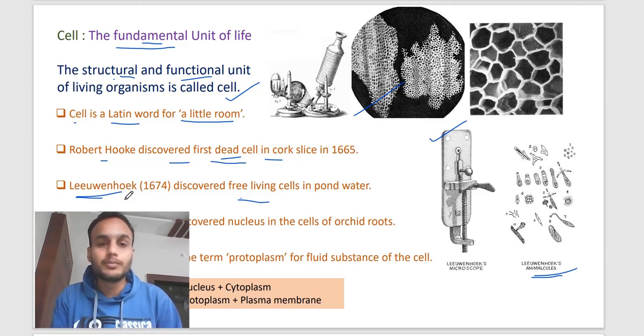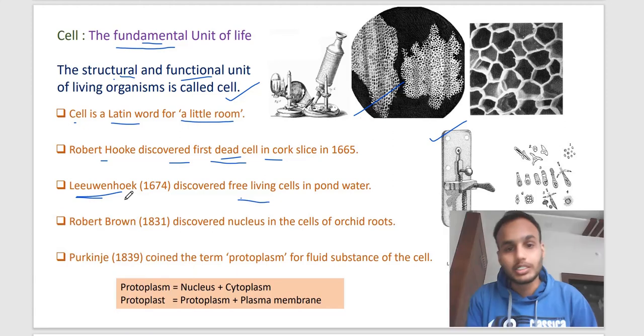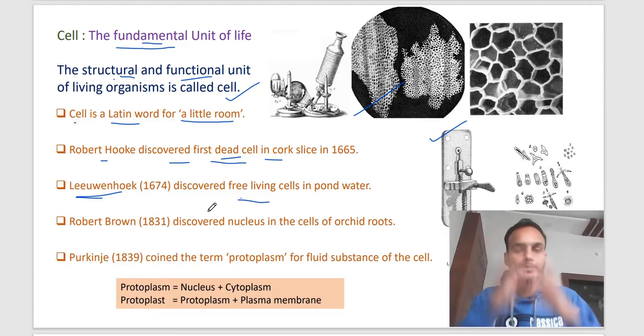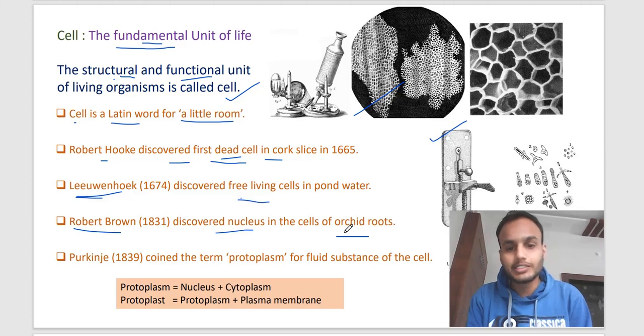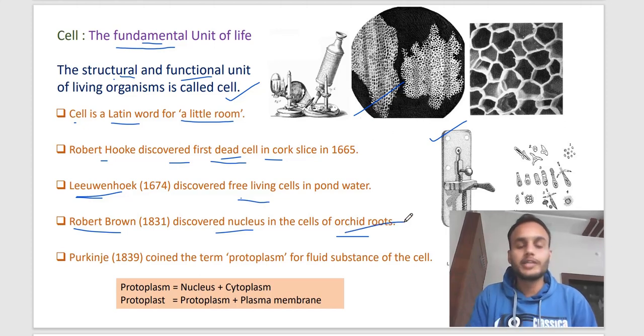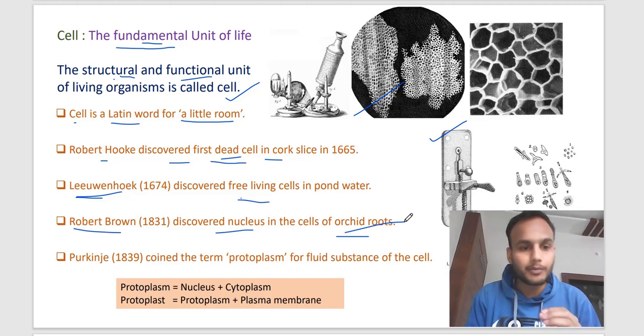Okay. Next comes the nucleus. You all know a cell has a boundary, the cell envelope, and in the center there is a nucleus. That nucleus was discovered by Robert Brown. And from where did he identify it? He observed orchid root cells. In the orchid root cells, he identified the cell's nucleus. Okay, I hope you are getting my points.